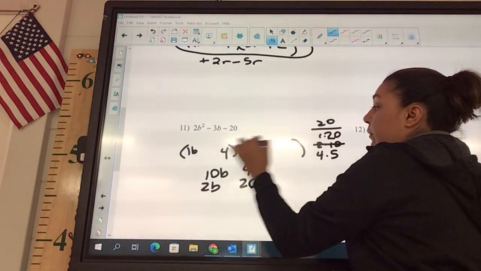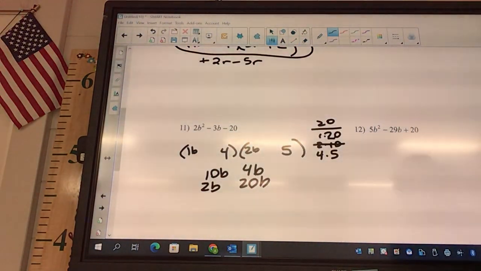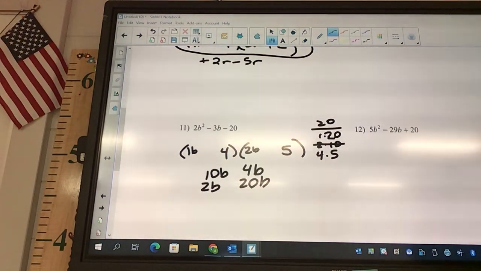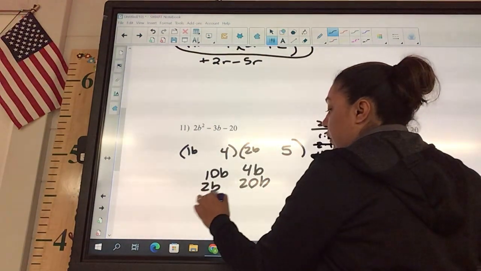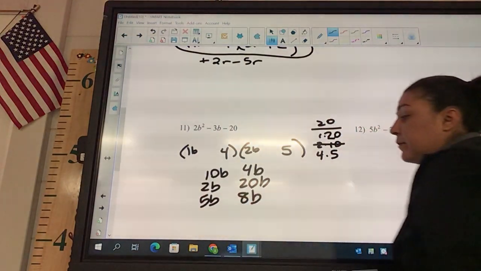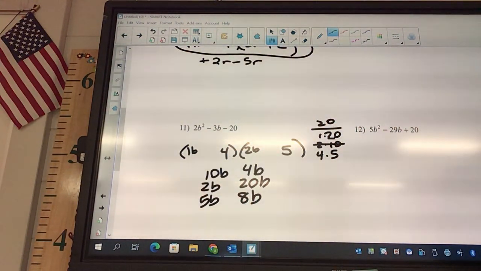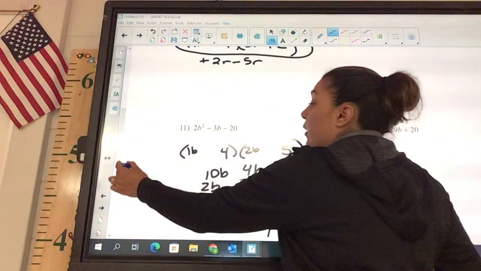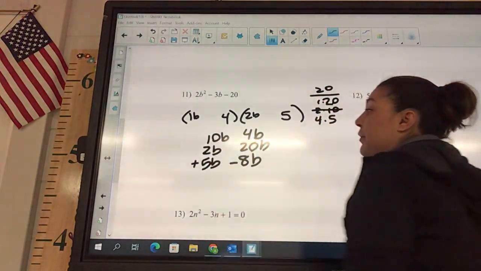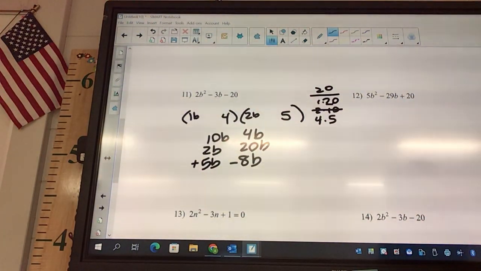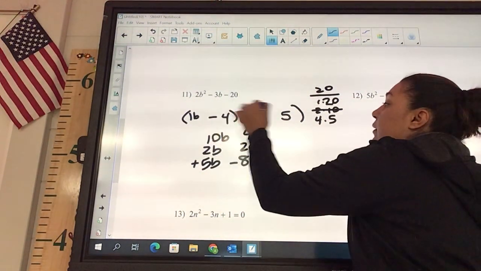4 and 5? What are you going to get for the outer? 5b, inner, 8b. Okay, how? I need a negative 3. Plus negative, so above it's going to be minus plus.